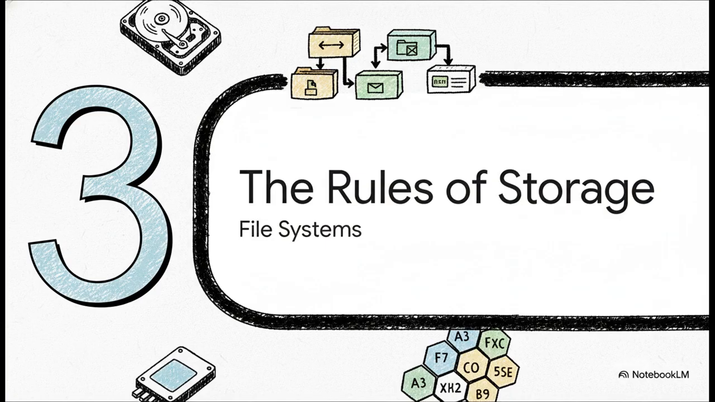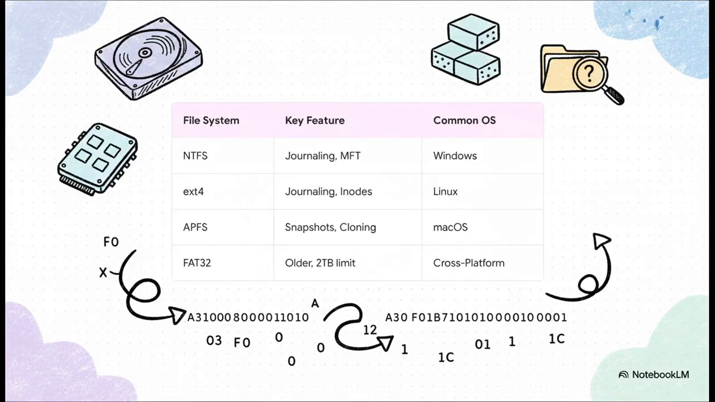Well, that's the job of the file system. You can think of it as the librarian for all of your data. Every operating system kind of has its own favorite way of organizing files, its own set of rules. You've probably seen some of these names. Windows, for example, typically uses NTFS. Linux systems often use ext4, and modern Apple devices use APFS. Each one is optimized for its own environment.